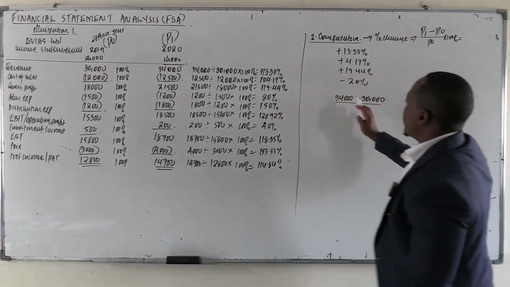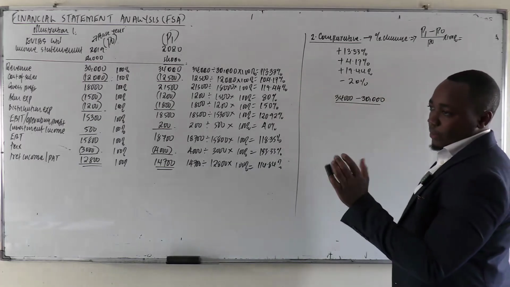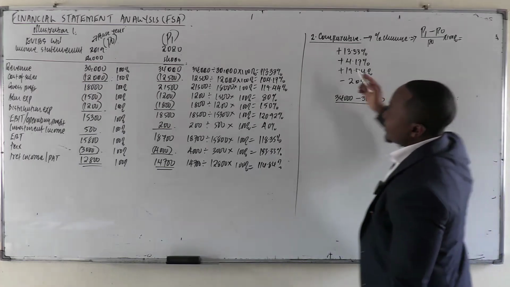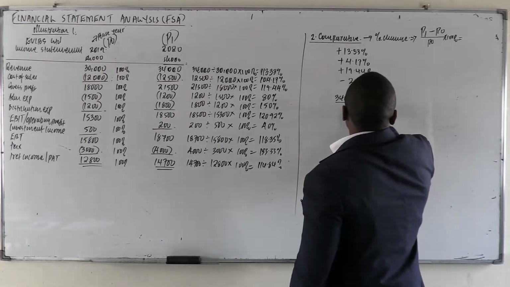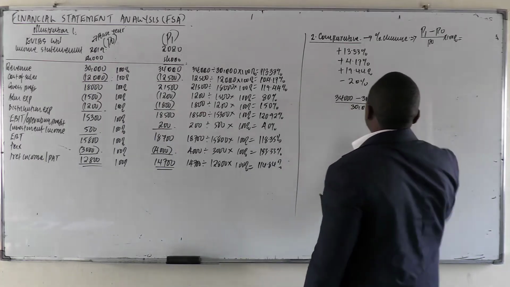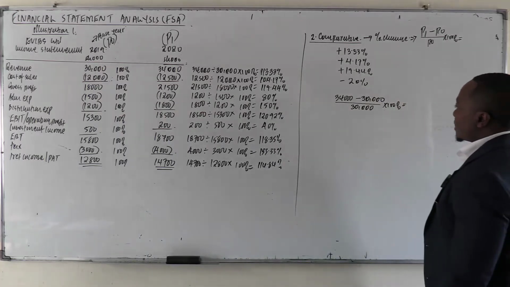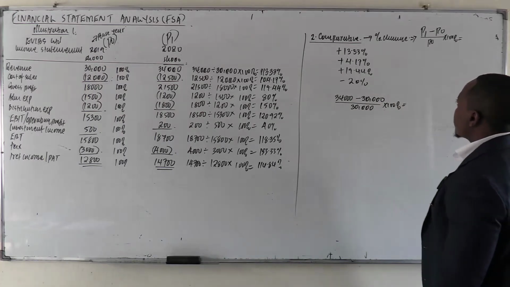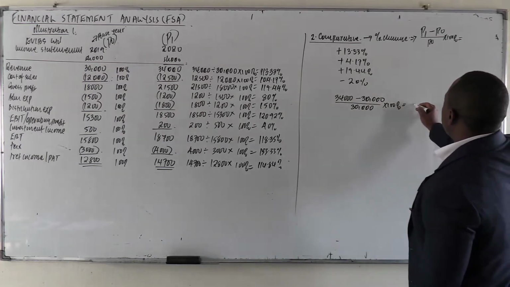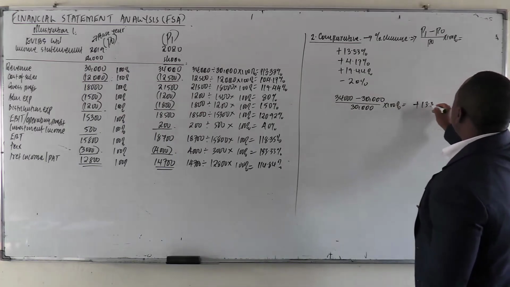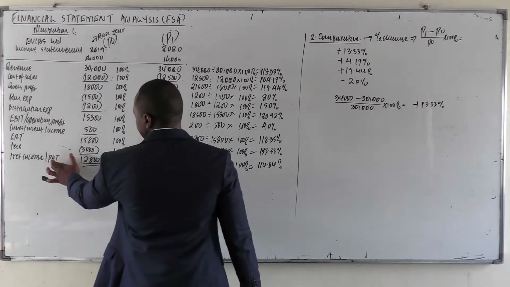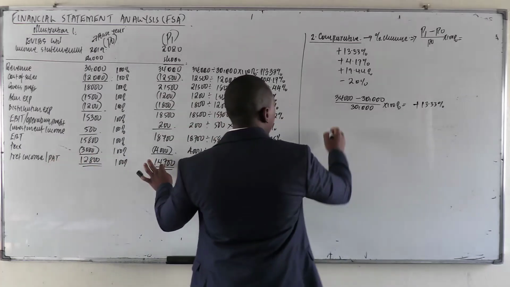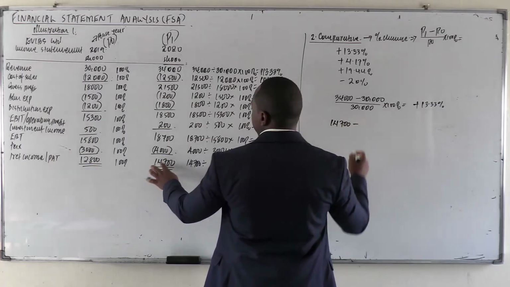So you see, if you take P1 minus P0, the concern is to determine how much was the change. Then you divide by the P0. So the P0 for the revenue was 30,000. Then you multiply by 100%. Can you take 4 over 30? So you get an increase of 13.33%.